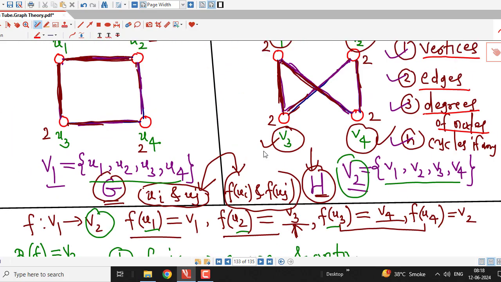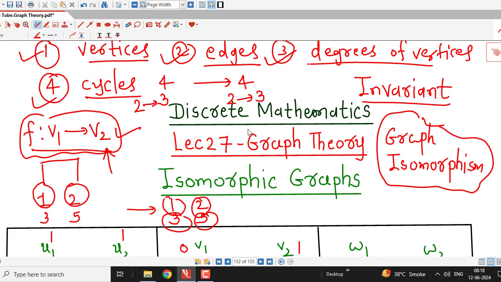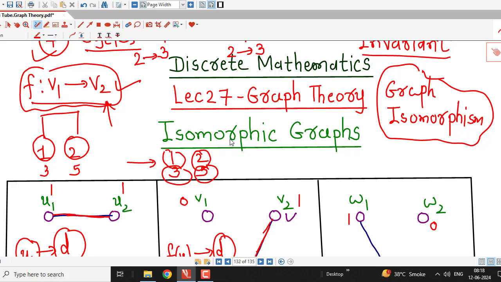So this is a very interesting topic, and we will be continuing with more examples in upcoming lectures on isomorphic graphs.